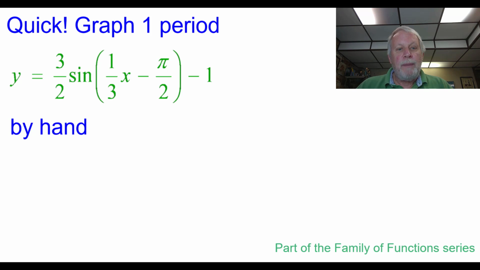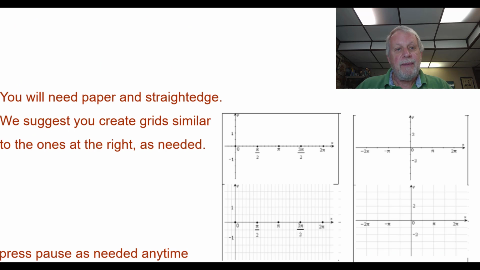Quick, graph one period of y equals 3/2 times the sine of the quantity 1/3 x minus pi over 2, minus 1 by hand. This is part of the family of functions series. You will need paper and straight edge, and we suggest you create grids similar to the ones shown here. Press pause as needed anytime during the video.